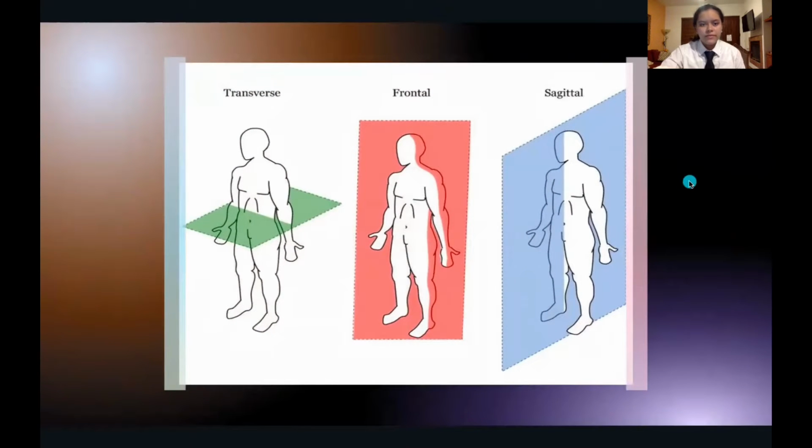Then we have the body planes. The body planes are flat cuts that allow us to see the inside of the body or organs. Here we have the transverse, that cuts in half, the frontal, that is like this, then the sagittal, that is on the midline.